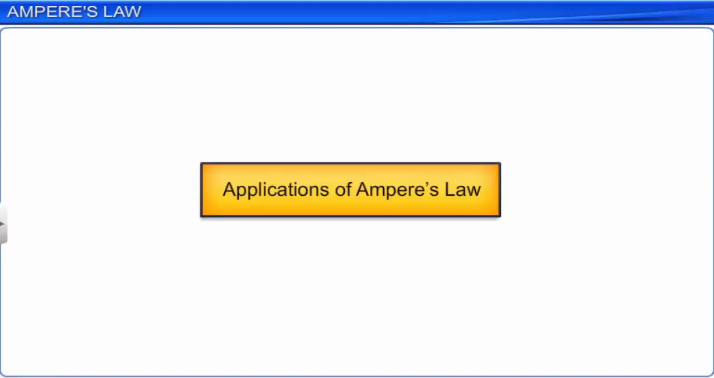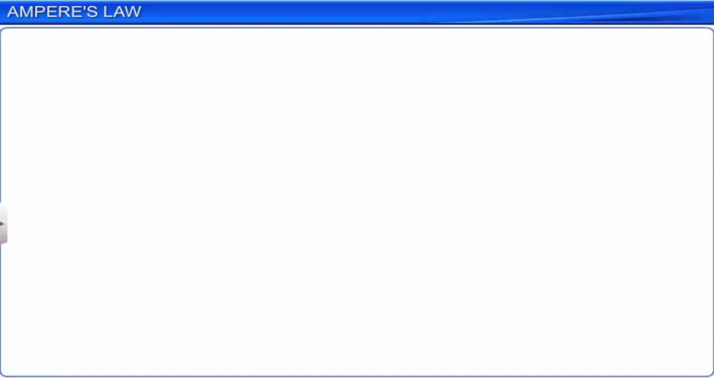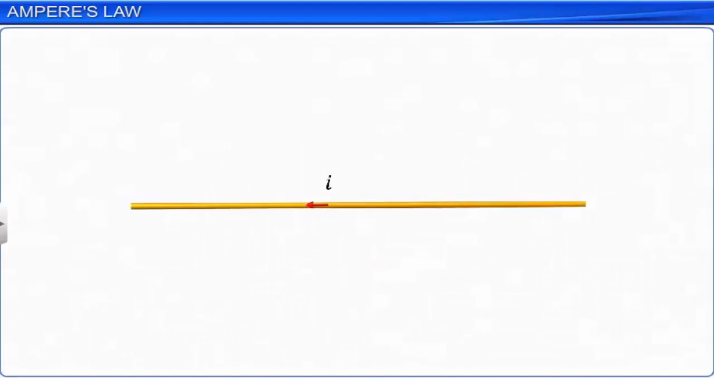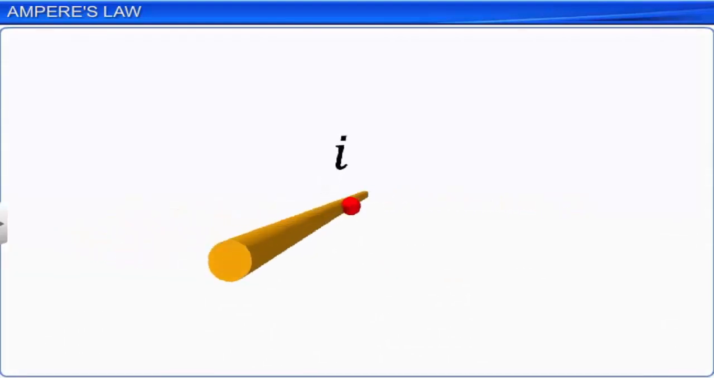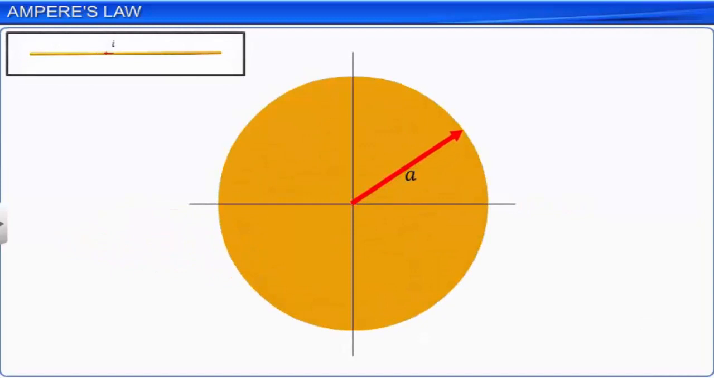Let us consider a straight conductor of uniform circular cross-section with radius A, carrying a current I, which is uniformly distributed across the cross-section. Let us consider the direction of the current as coming out from the plane of the screen. Let us consider a point P outside the conducting wire at a distance R from the center of the cross-section of the wire.